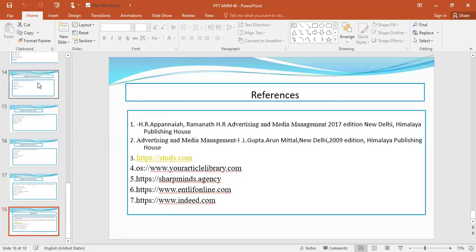So these are the references I have made for this session. That is H.R. Appannaiah, Ramanath H.R., Advertising and Media Management, 2017 edition, New Delhi, Himalaya Publishing House. Next is Advertising and Media Management from I.L. Gupta, Arun Mittal, New Delhi, 2009 edition, Himalaya Publishing House. And in addition to this, these are some of the websites that I have gone through.